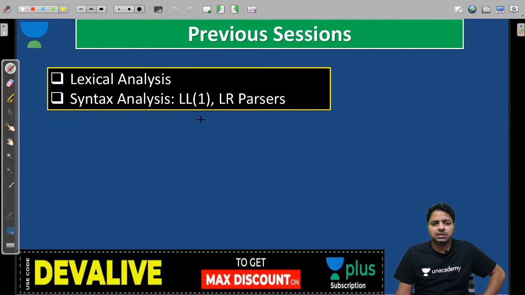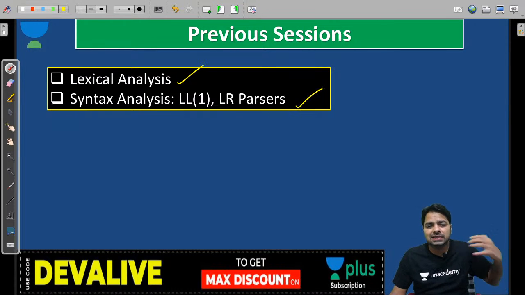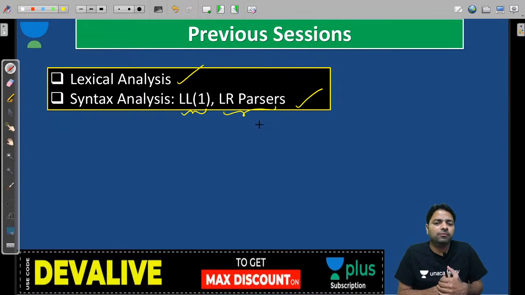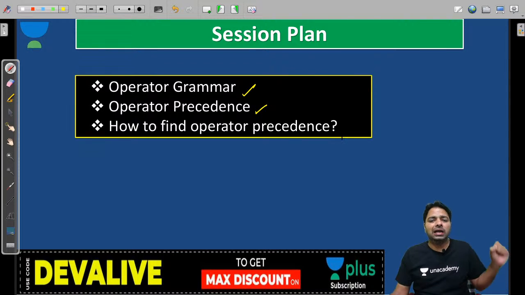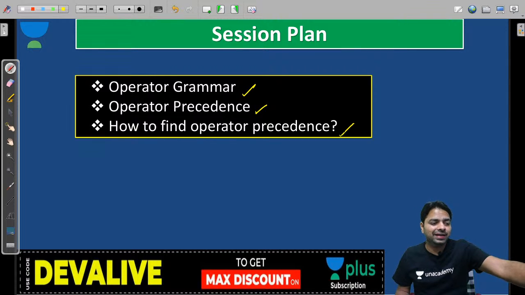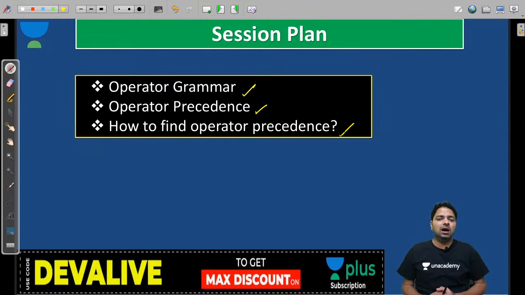Okay, let's begin today's session, which is operator precedence parsing. Before that, we have seen lexical analysis as well as syntax analysis. We have seen top-down parsers, and in bottom-up we have seen LR parsers. Now we are going to learn today what is operator grammar, what is operator precedence, and how to find operator precedence from the given data. So here we are going to see the varieties of how to compute the operator precedence.